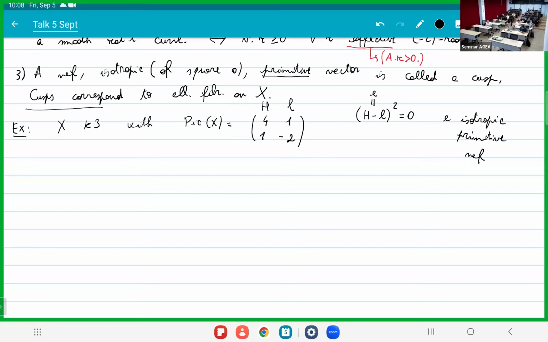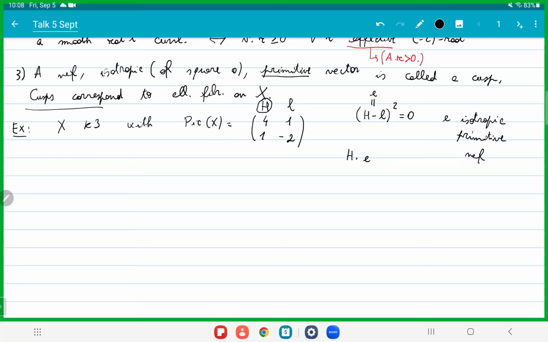Is E effective? So E is effective because E has square 0, so by Riemann-Roch it is either effective or anti-effective, and H is ample. So we just need to notice that H dot E is how much? 3. So it's positive. So this means it's effective. Yes, thank you.